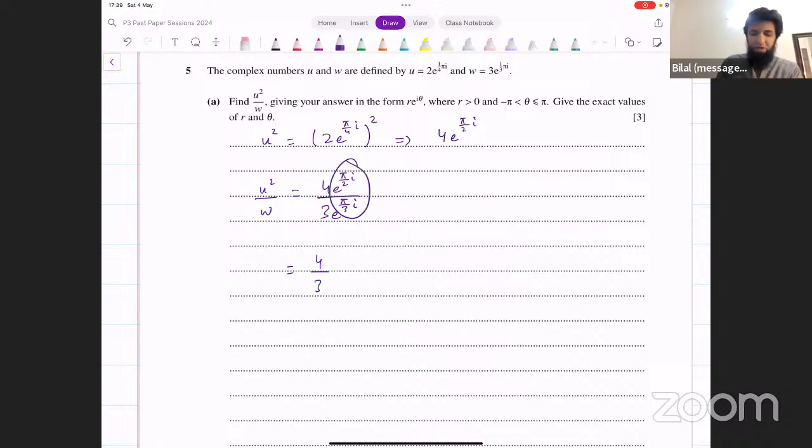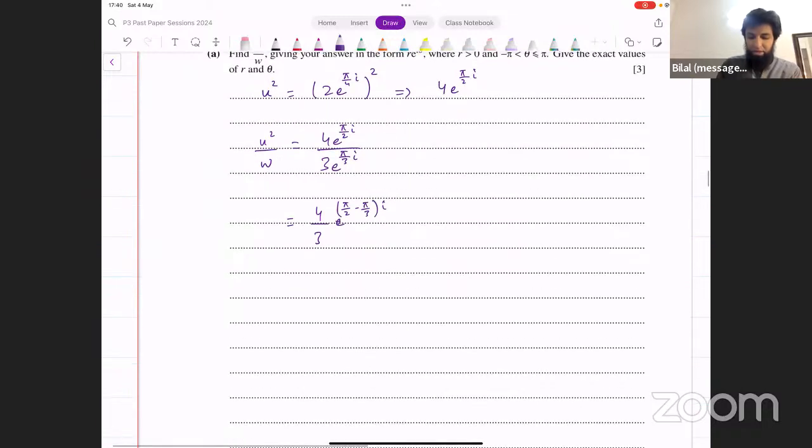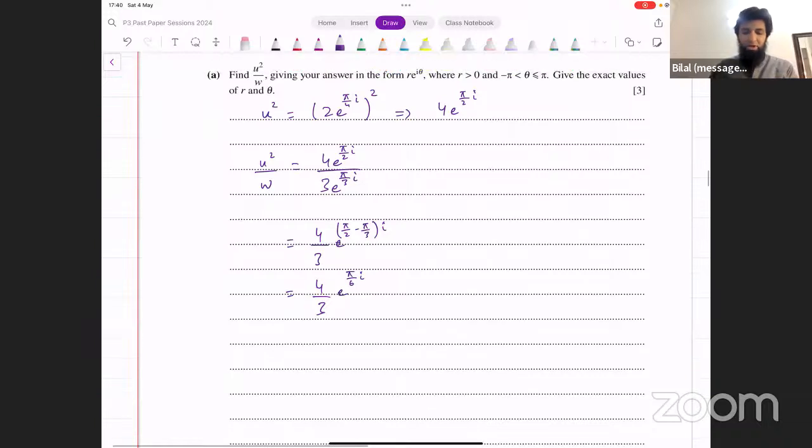What happens to these powers? Bases are the same. If bases are the same and there's division happening, the powers get subtracted. So it becomes e raised to power pi/2 minus pi/3 iota. Now just evaluate this on your calculator and see what that gives you. It should be pi/6, right? 4/3 e raised to power pi/6 iota. That is the result that you get from this.